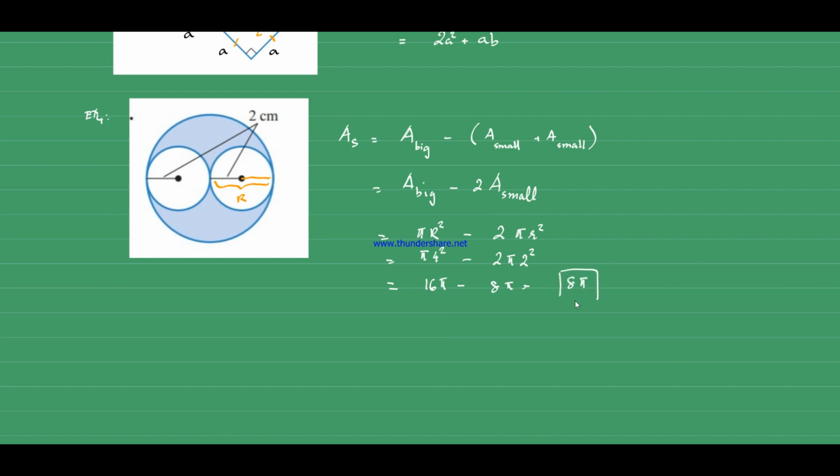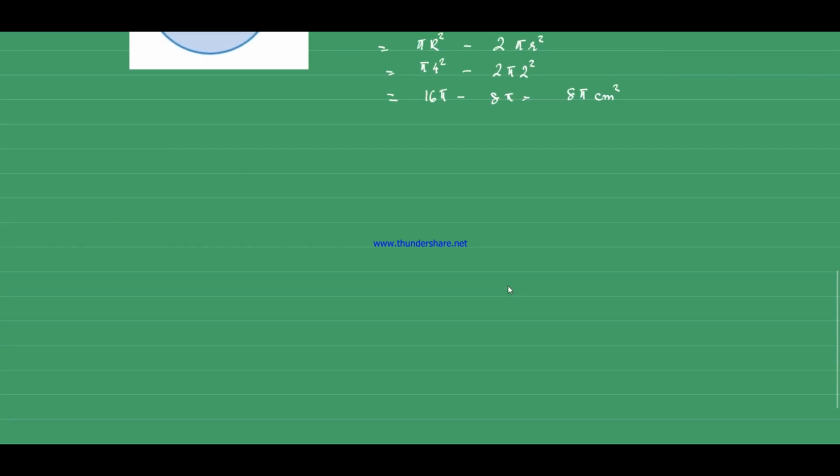Okay, so that's the area of the shaded region, and the unit is centimeter squared. This one has a unit. Okay. All right. Example number 5.